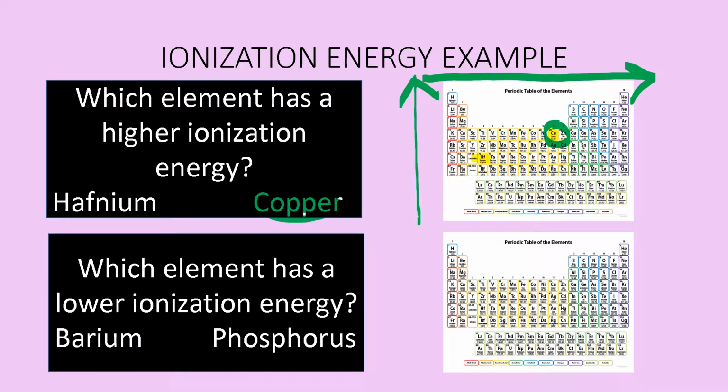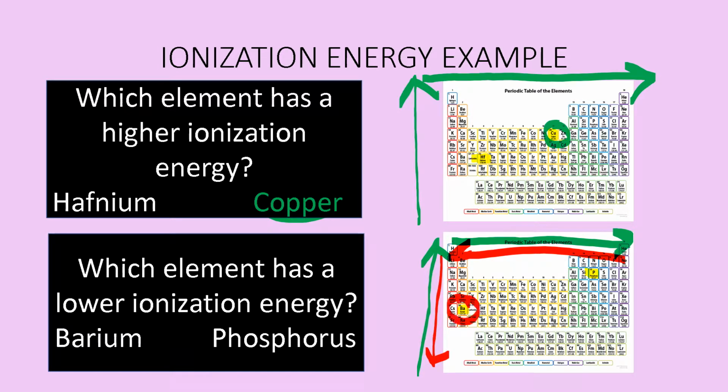Our next example states which element has lower ionization energy. Is it going to be barium located down here, or is it going to be phosphorus located up here? So we know our periodic trend increases from bottom to top and from left to right, which means that it decreases from right to left and from top to bottom, which means that barium is going to have a lower ionization energy.